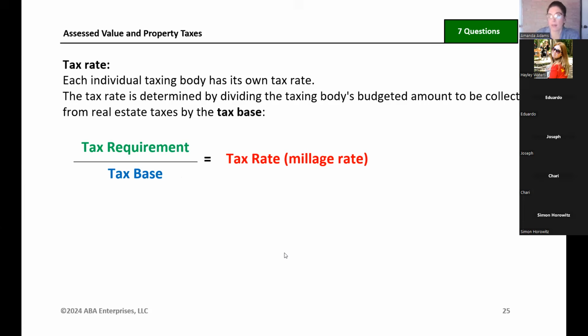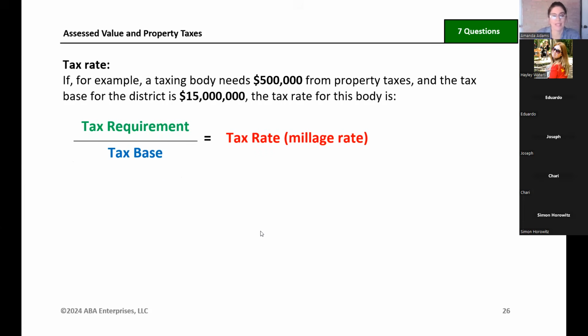So let's do a practice problem together, okay? Let's say the taxing body needs $500,000 from property taxes. That's their budget or their tax requirement. That's what they need. And the tax base for the district is $15 million. How would we get the tax rate? So we're going to say tax requirement divided by the tax base will give us the tax rate. Yeah, Tasha, you might want to break out that phone calculator now.